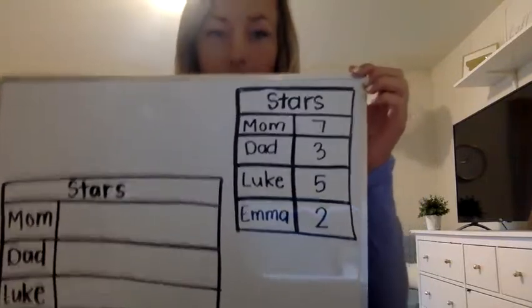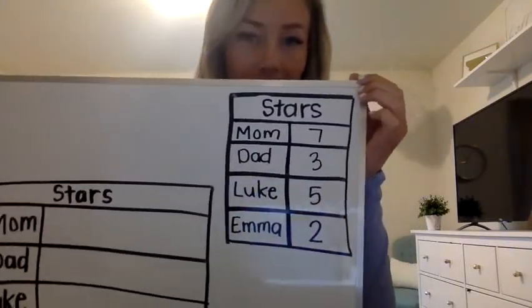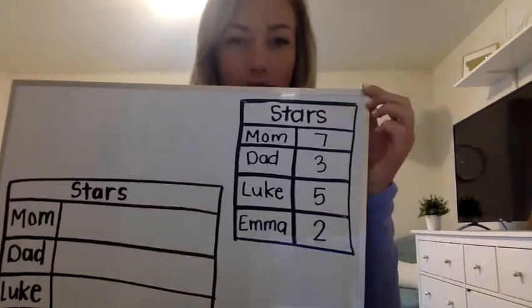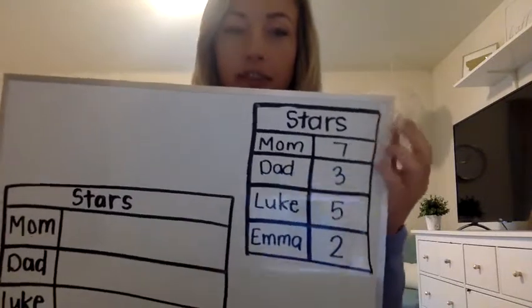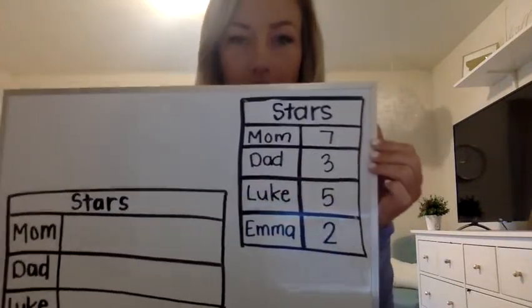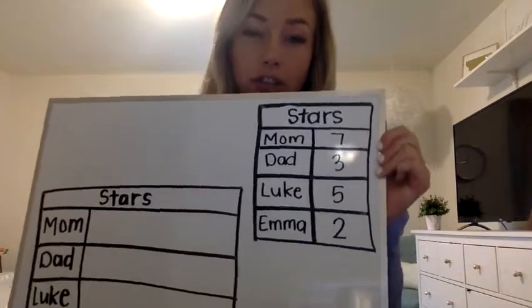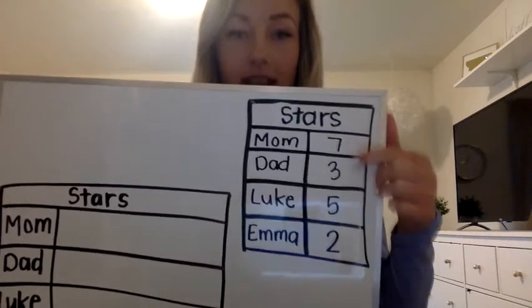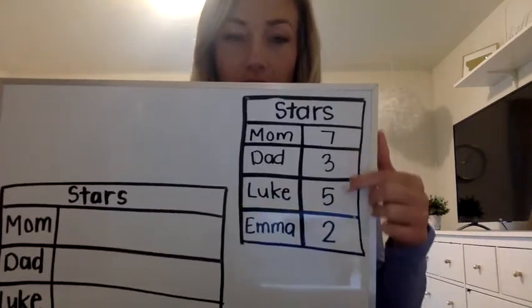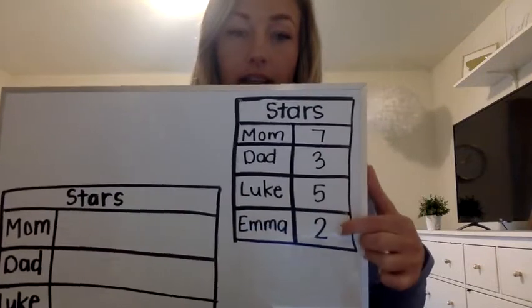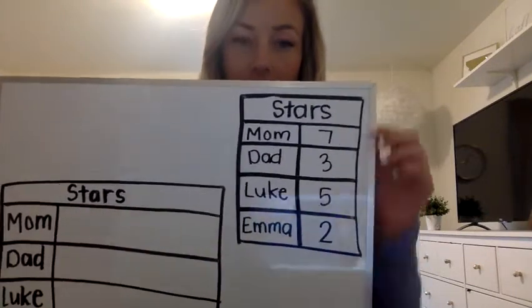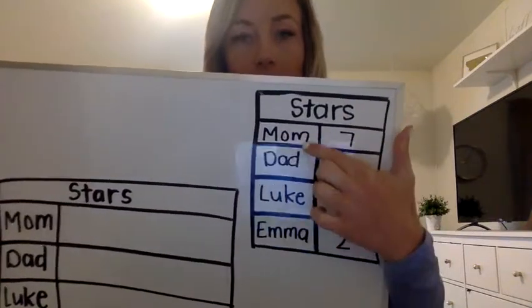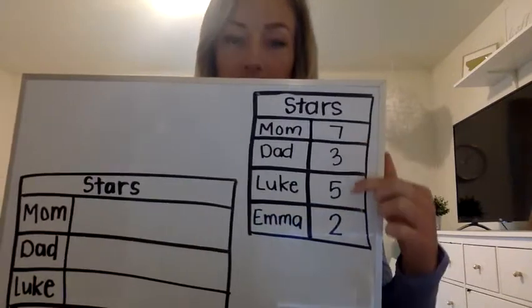Now this table is called stars. I just made it up. But you can think about Mom, Dad, Luke, and Emma went outside at nighttime and looked at the stars, and then they made a table to show how many stars they each saw. So if we look at our table, we know that Mom saw 7 stars. Dad only saw 3 stars. Luke saw 5 stars. And Emma saw 2 stars. Okay? So if you look at a table, that's what it shows you. It shows you the people or the labels, and then it shows how much of each, okay?